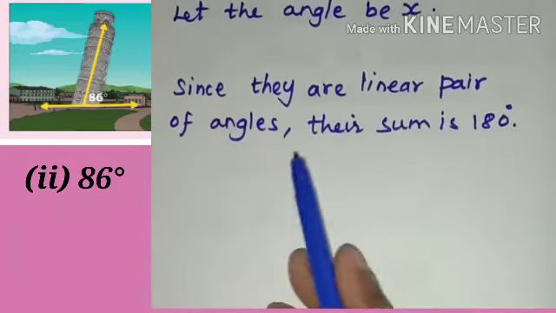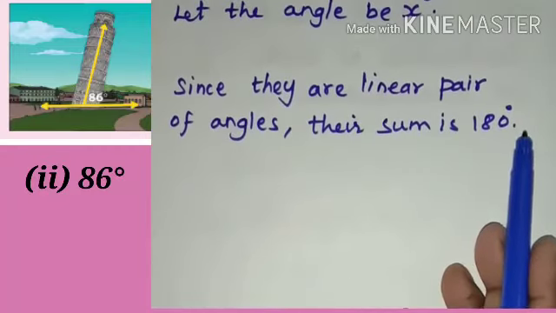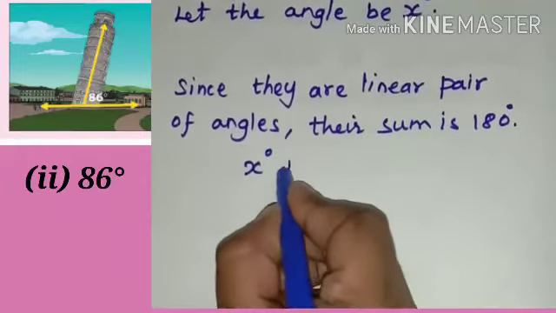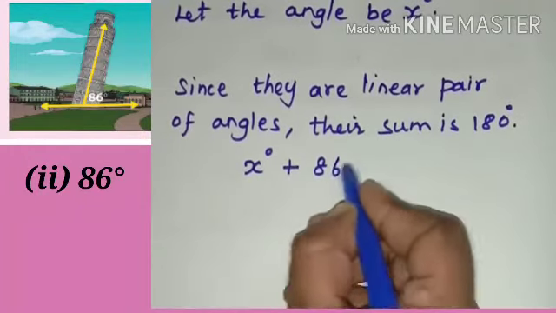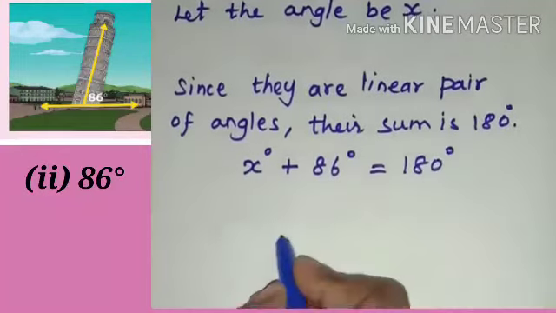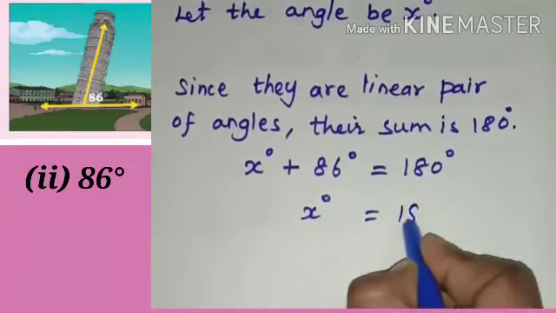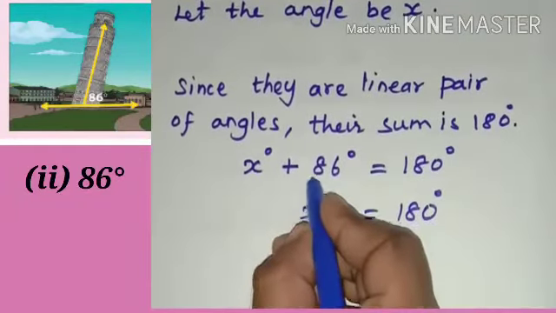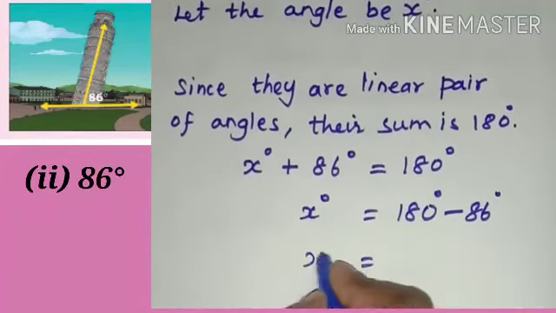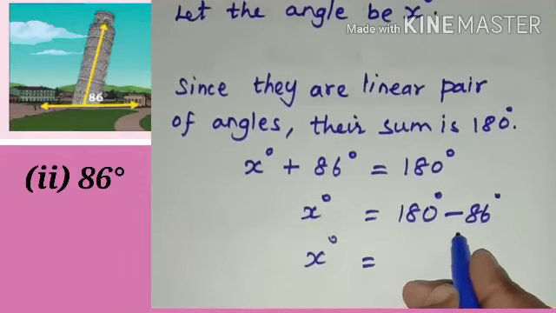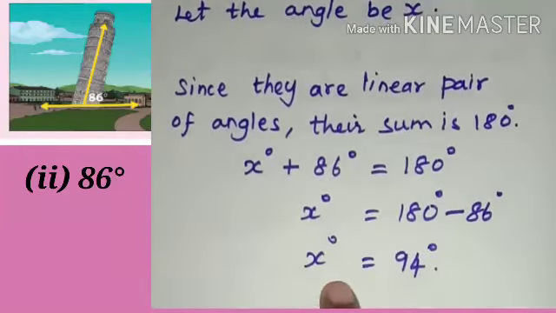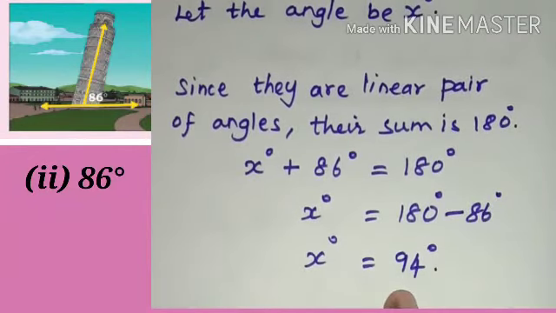One angle is 86 degrees and let the other angle be x degrees. Since they are a linear pair of angles, their sum is equal to 180 degrees. So x degrees plus 86 degrees is equal to 180 degrees. The plus 86 becomes minus 86 on the other side. x degrees is equal to 180 degrees minus 86 degrees, which is 94 degrees. So the other unknown angle is 94 degrees.